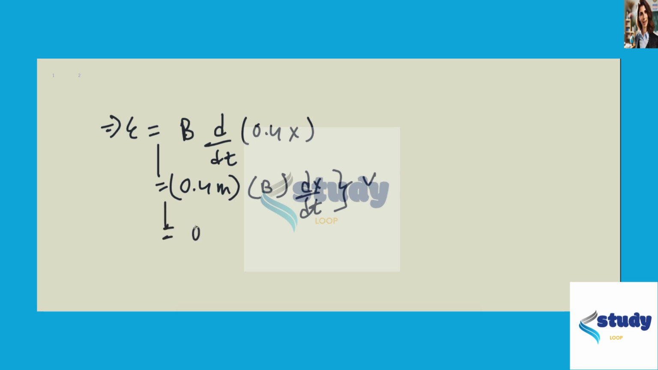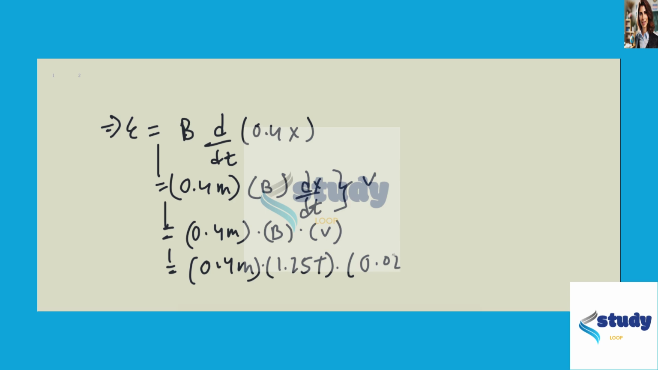So what we have here is 0.4 meters times b, which is in Tesla, and times v, which is the speed of the coil. And so this is 0.4 meters times 1.25 Tesla times 0.02 meters per second, or 2 centimeters per second for the speed, giving us 0.0100 volts for the EMF induced.